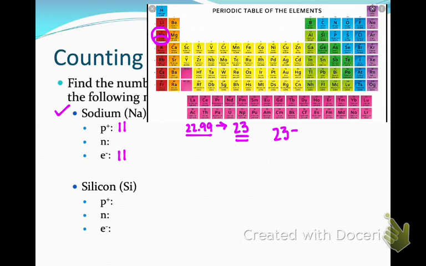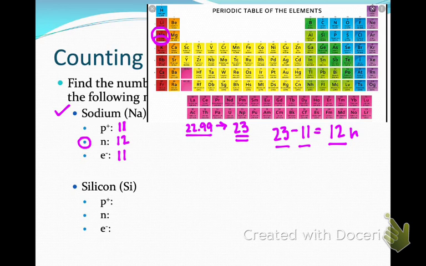So I would take 23 minus my atomic number, which is my number of protons. So 23 minus 11, and that would tell me that I have 12 neutrons in this particular sodium atom. So my protons is 11, my neutrons is 12, my electrons are 11. Okay, to find neutrons, we take atomic mass minus atomic number to give us the number of neutrons.